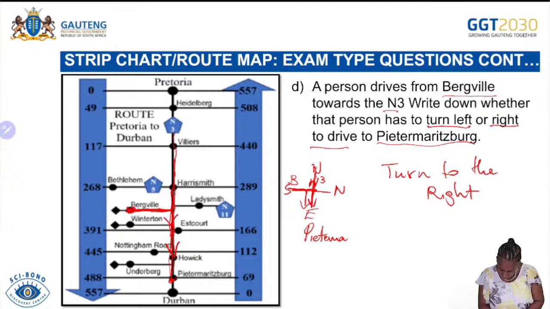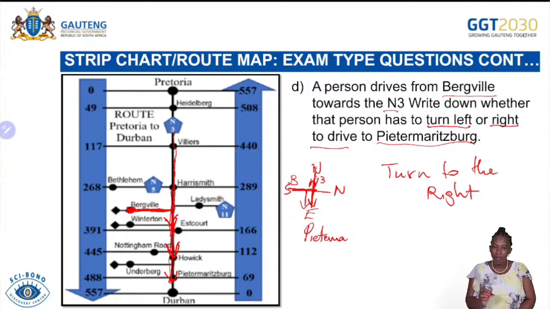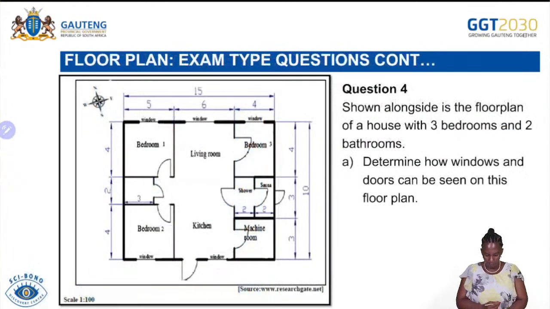So they're from Bergville, they turn to the right, because we have drawn our compass direction. You see, it's very important. If you understand the compass direction, it's very easy for you to identify the route. Boys and girls, let's continue.